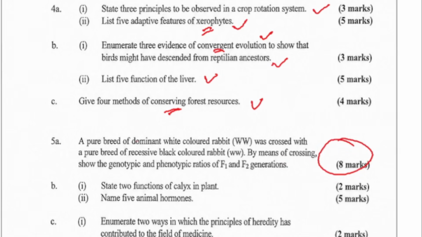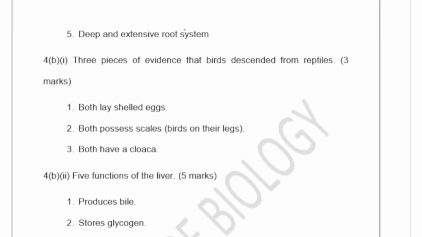A pure breeding dominant white colored rabbit, so you have capital W, was crossed with a pure breeding recessive black colored rabbit, small w. By means of crossing, show the genotypic and phenotypic ratios of the F1 and F2 generations. So we finish the answers by looking at the other one. So the 3 evidences, we'll go back to the pure breeding stuff, but let's just finish this.